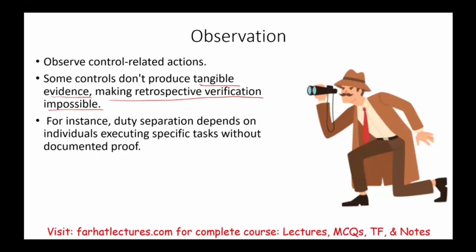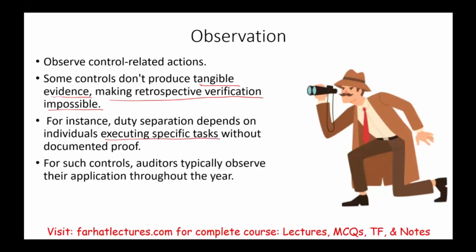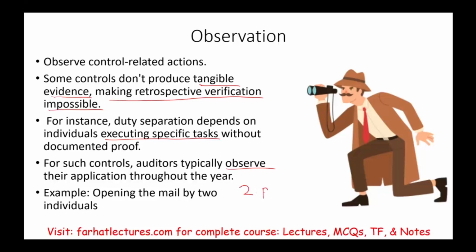For example, segregation of duties depends on the individual executing a specific task without document proof. For such a control, the only way to determine whether there is segregation of duties or not is to observe the application throughout the year. A good example will be if two people are opening the mail. We don't know if two people are opening the mail or not, unless we can review the security camera. If there's a security camera monitoring that area, we can review it, making sure two individuals are opening the mail and endorsing the checks as for deposit only. Otherwise, the auditor will have to just go in there and sit and observe.